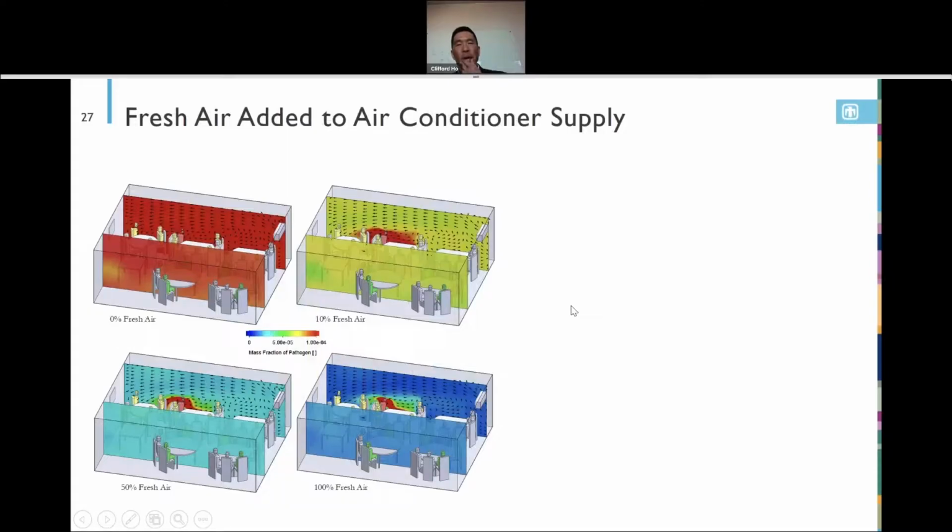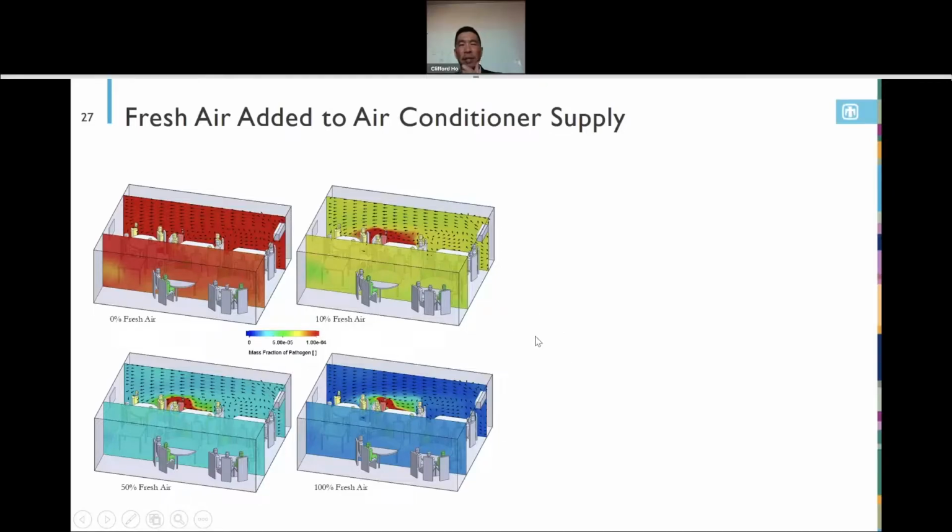So I also wanted to look at, well, what if we added fresh air to the air conditioner supply? In this case, it was just recirculating. In the actual case, it was recirculating. But if we actually added fresh air, so that everything that goes into the room is assumed to come in at some percentage of fresh air, I looked at the original case, 10% fresh air coming in from the air conditioner, 50%, and then 100% fresh air.